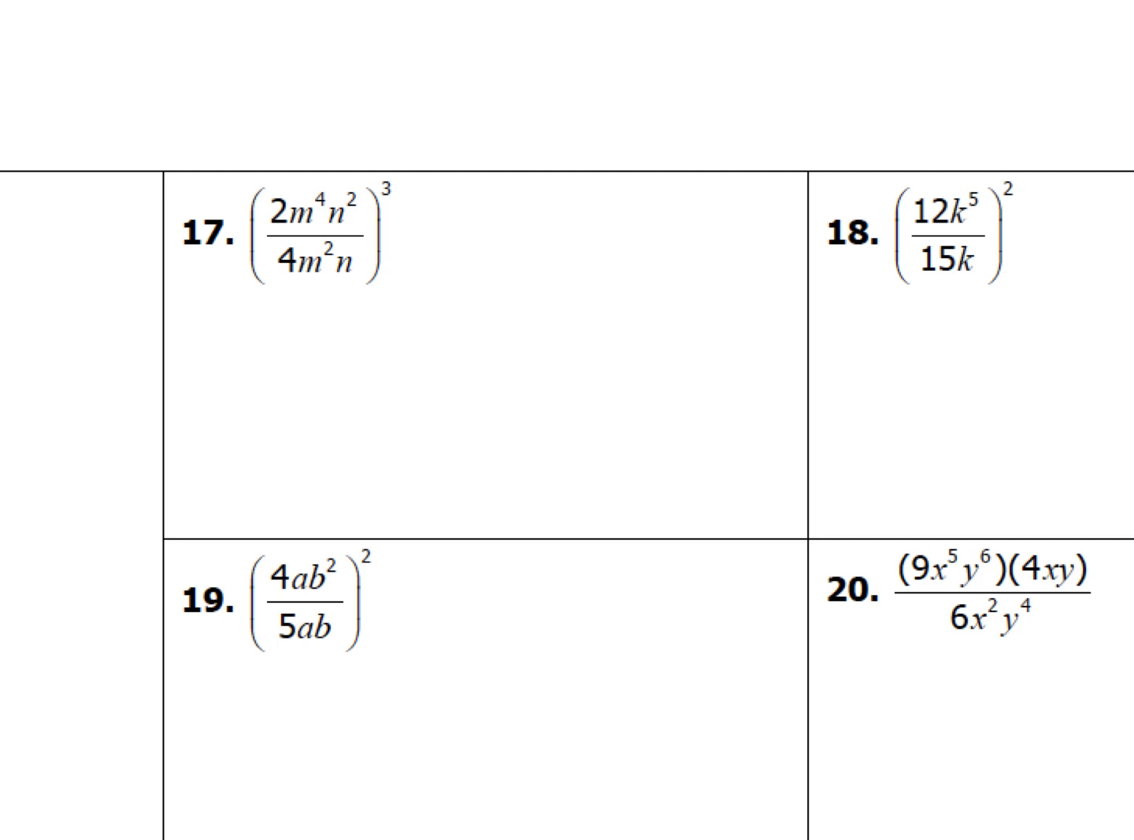I think, you can disagree with me, but I think it makes the most sense to simplify what's inside the parentheses first, because then when you go to cube it, you get smaller numbers. Whereas if you cube everything first, you get big numbers, and then you got to take them back down to small numbers. I think it makes more sense to simplify what's inside first. So look at your parentheses right now. What does 2/4 become? 1/2. Okay. What's m to the 4th over m squared?